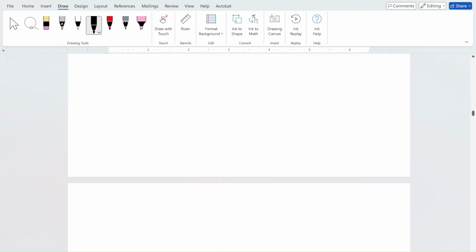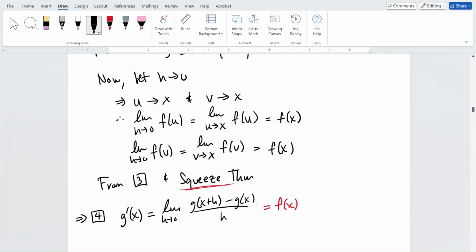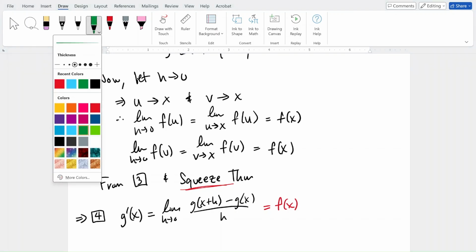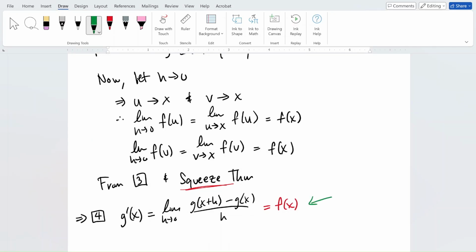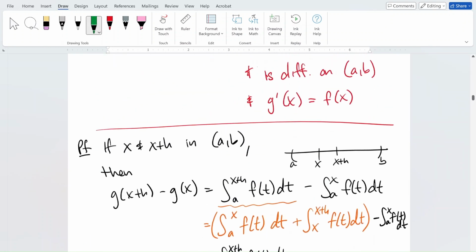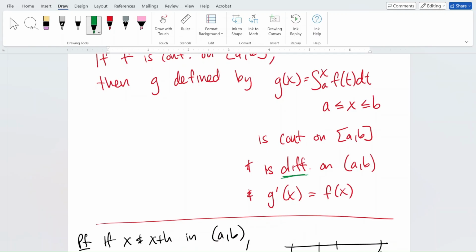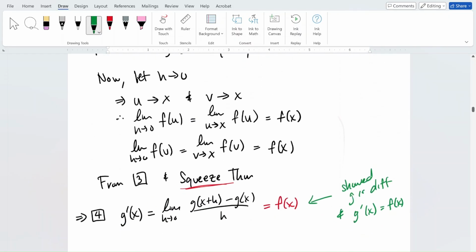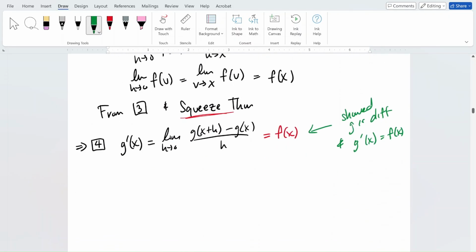So what did we just show here? We showed two things at this point. Looking at my conditions for what you need to prove, right here at this stage, we showed that g is differentiable, and we showed that g prime of x is equal to f of x already. So we just showed this part and this part. Okay, scrolling back down, I need to show that g is also continuous.